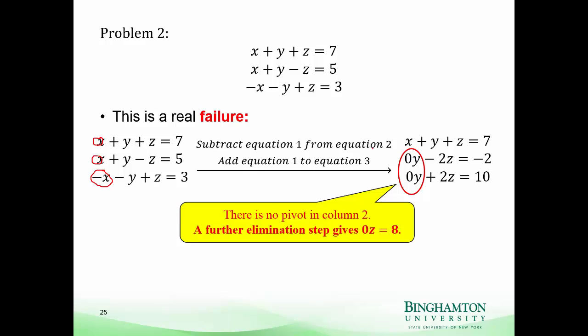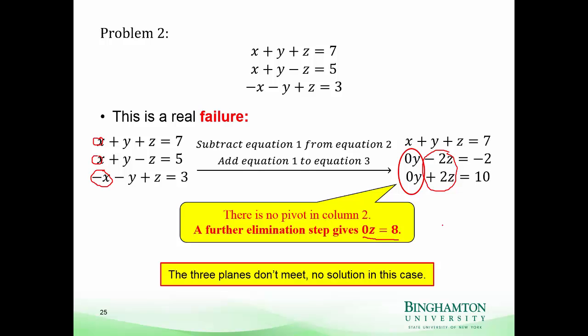And if we further tried to eliminate a z from one of these, we're going to end up getting a 0z is equal to y. And so there is no solution to this. So these are 3 planes that don't meet, and so there's no solution. Well, they don't meet in any one point, so there's no solution in this case.